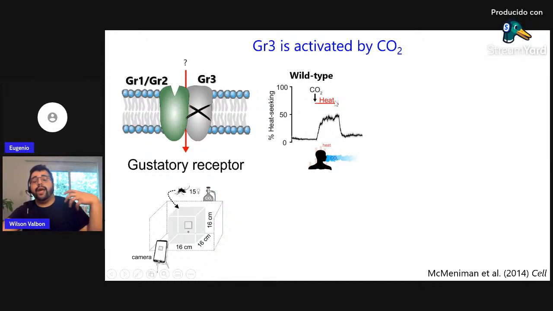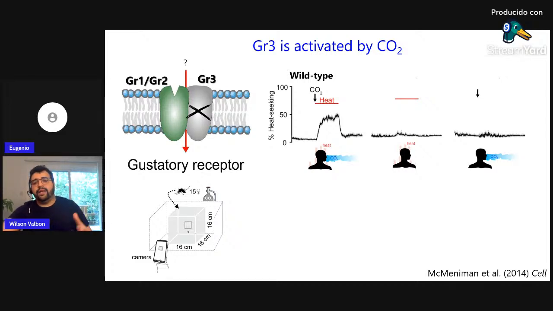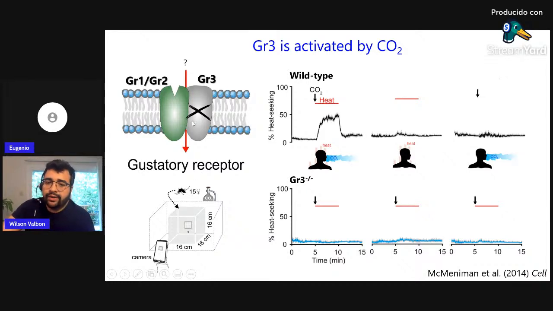When you remove one of those, for example, when you provide only heat or only CO2, nothing. The mosquito won't go there. So why? Because these should be combined. It's a multimodal mechanism. They should be fused, combined. Alone is not enough. So then, using this mutant line, GR3, the mosquito is now lacking this attraction to heat and carbon dioxide. They are not smelling, they are not tasting CO2 anymore.